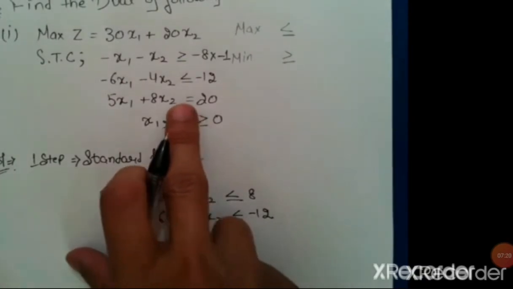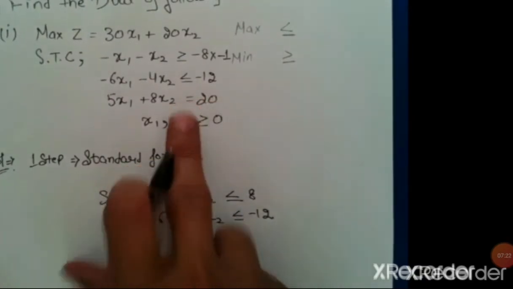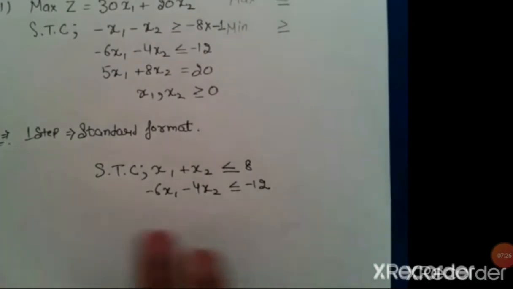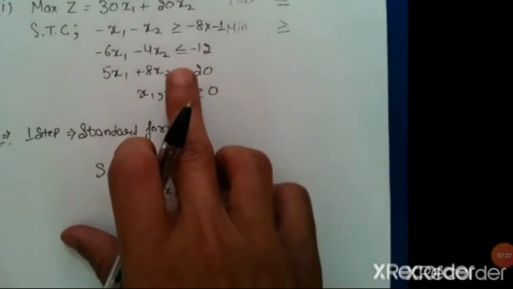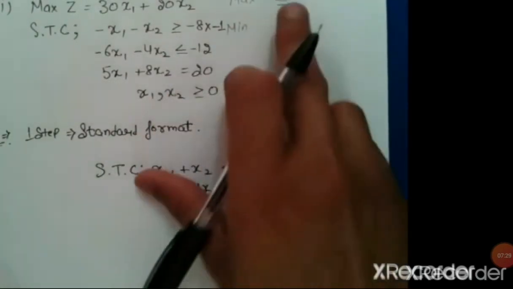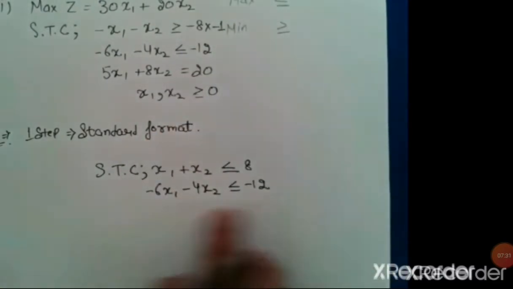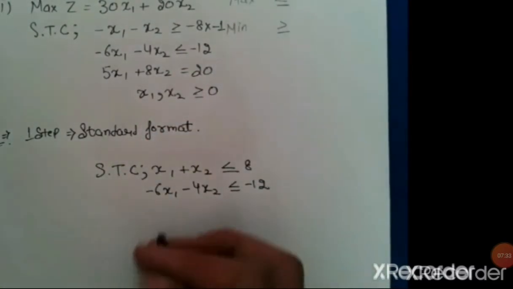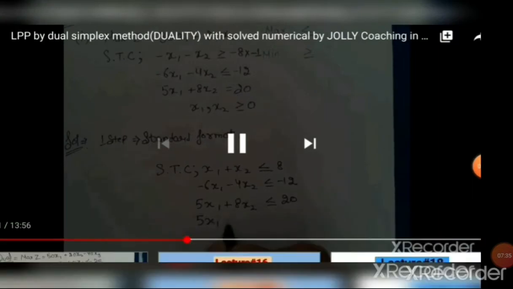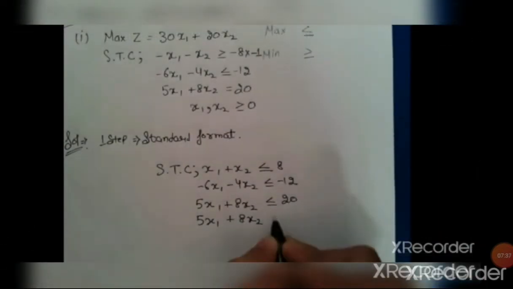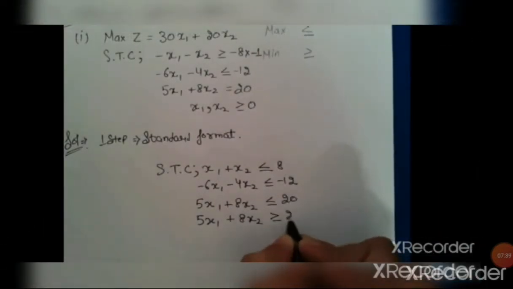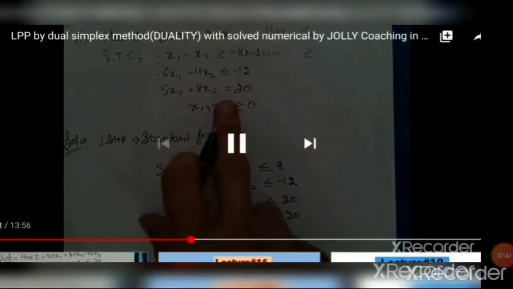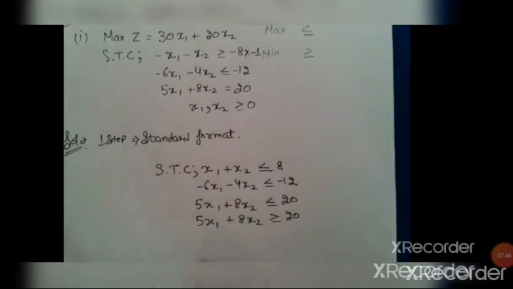What about the last? The last has an equal sign. An equal sign is also not in standard format. So you make two equations. One is 5x1 plus 8x2 less than or equal to 20, and the second is greater than or equal to 20. You prepare two equations.